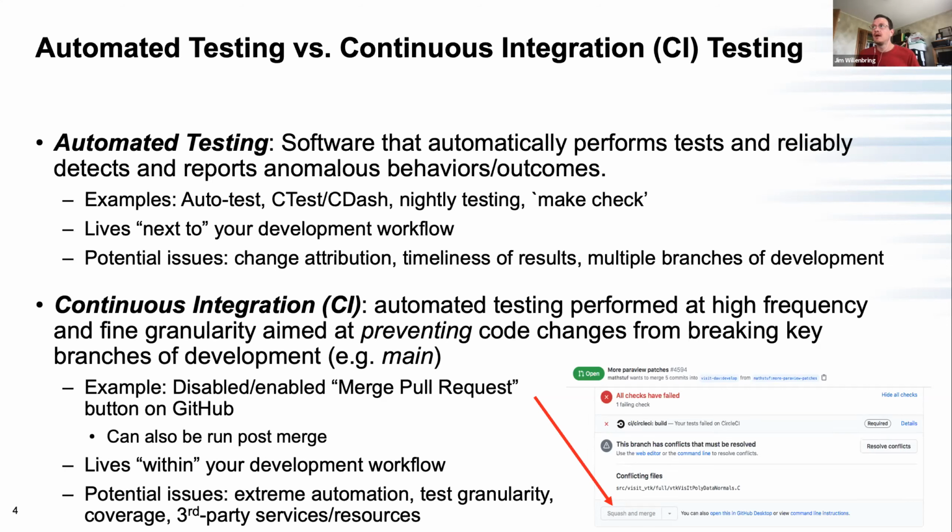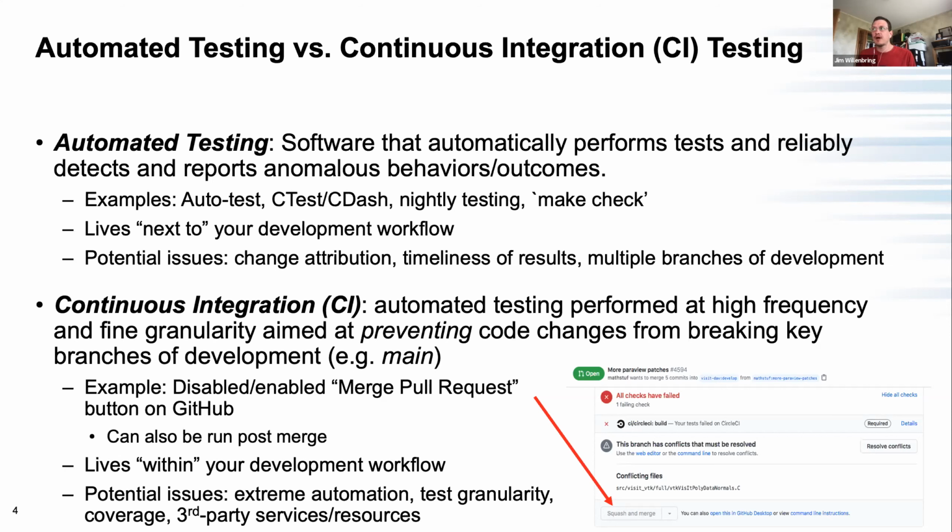Automated testing in general reliably detects and reports failures and is in some way automated. So you might consider executing CTest or just your nightly testing in a generic sense, or make check, to be automated testing. It might be useful to think of this as often living next to your development workflow. The nightly tests just happen overnight, for example. It's not tied into direct development of the code. If it was a holiday and the tests were scheduled to run and there were no changes to the code, it's going to run just like the previous day.